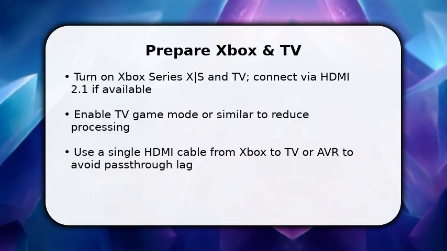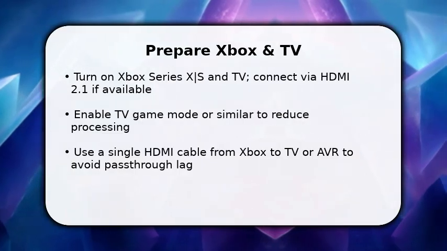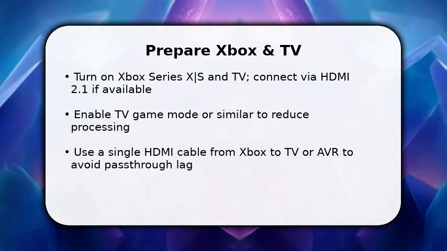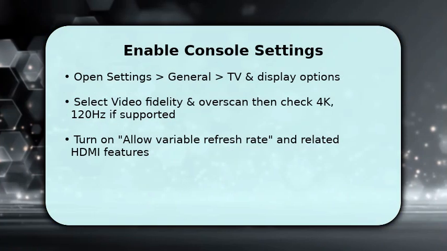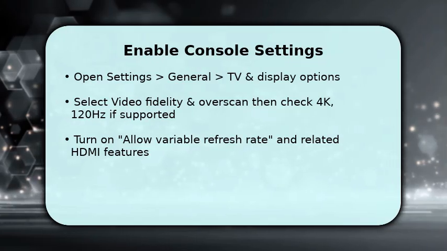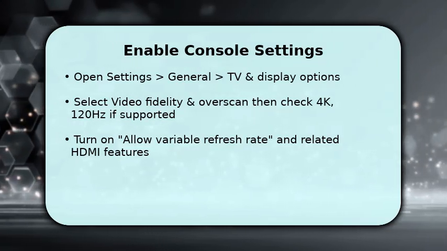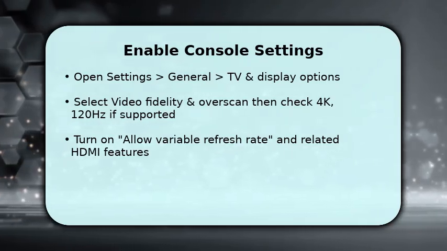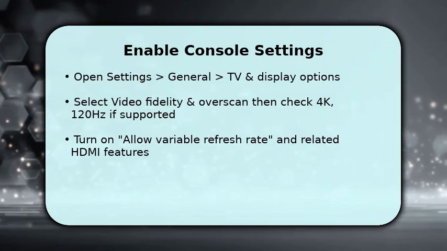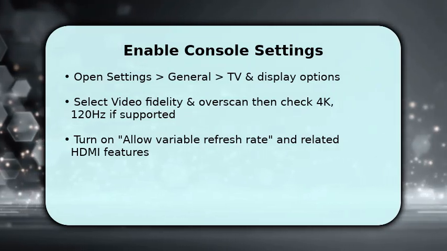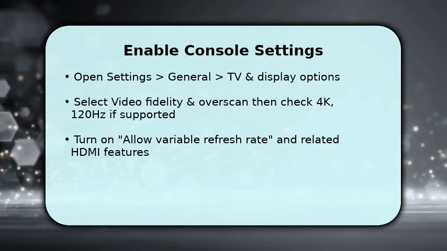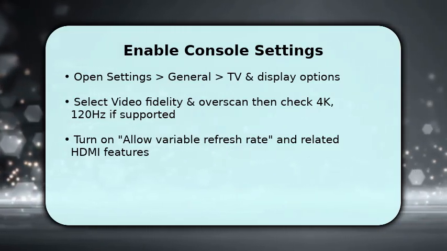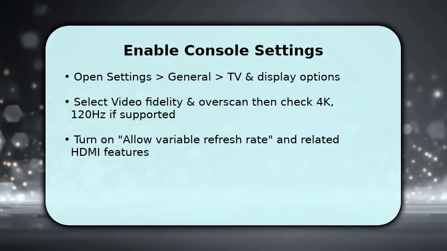Then move to the Xbox settings to locate display options. Now go into Settings and navigate to TV and Display options. You need to enable the features the TV uses to switch modes. Select Video Fidelity and enable the highest supported resolution and refresh rate because ALM sometimes needs a compatible mode. Then allow variable refresh rate and other HDMI features so the handshake can negotiate correctly. Once these are active, the Xbox will advertise its capabilities to the TV.